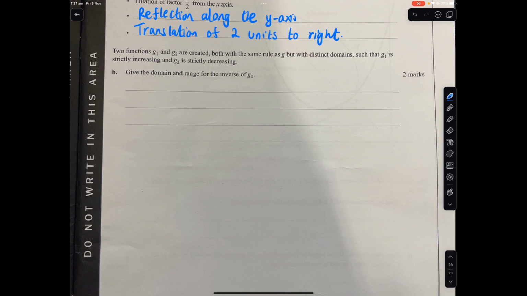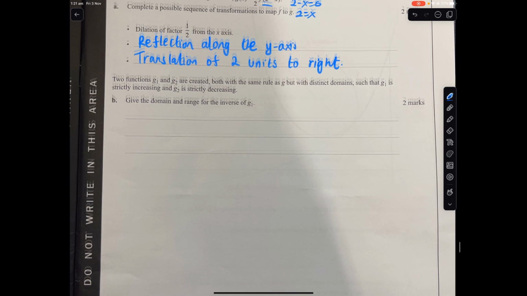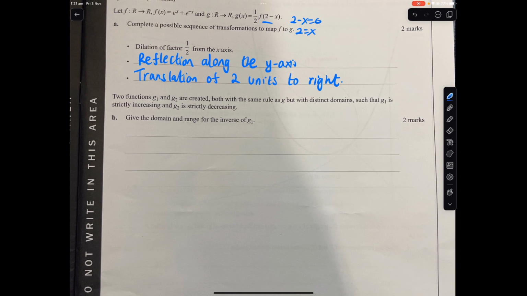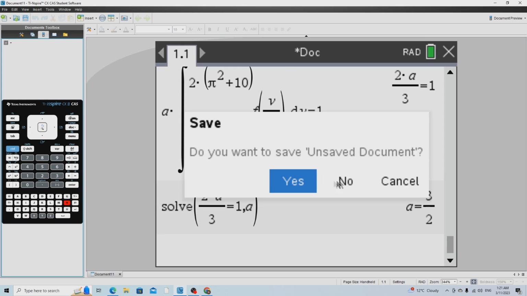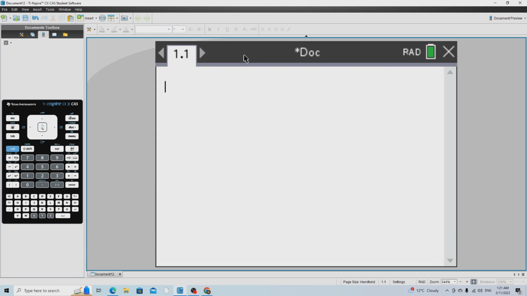Two functions g1 and g2 are created, both with the same rule as g, but with distinct domains, such that g1 is strictly increasing and g2 is strictly decreasing. Give the domain and range for the inverse. So let me just define them, because I have no idea how they look.